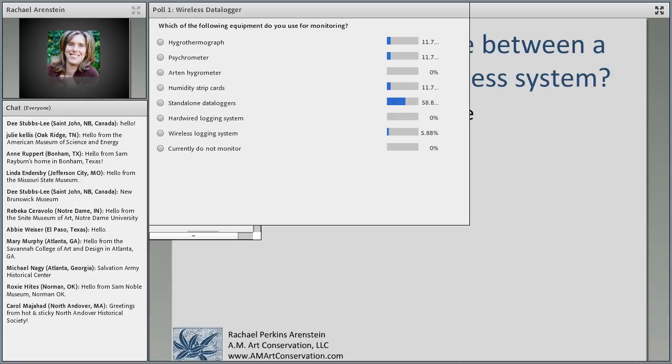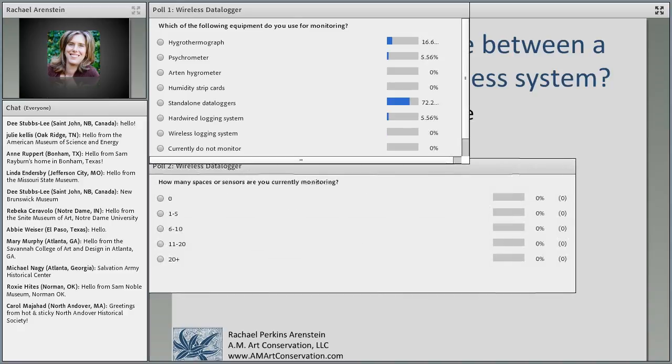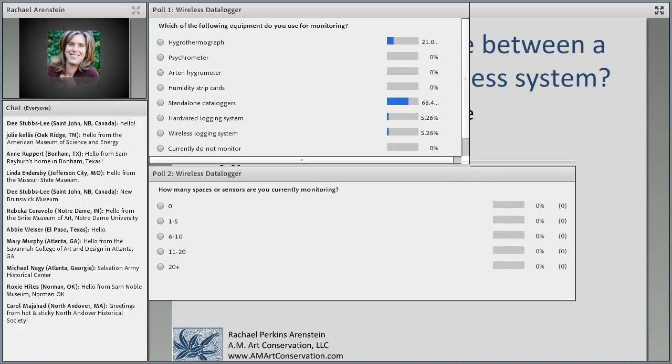I also have to admit that when I saw the site for the posting on the Connecting to Collections online community, I sort of chuckled at the picture because, of course, what is being shown there is a nice picture of a Hobo U14 from Onset, which is, in fact, a standalone data logger and not a wireless logger. So for any of you who've been looking at the website, don't confuse that with a product that we will be talking about today. Well, it looks like a lot of the answers are standalone data loggers, 70%.